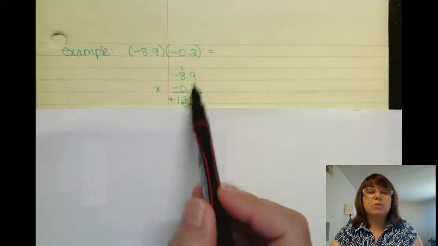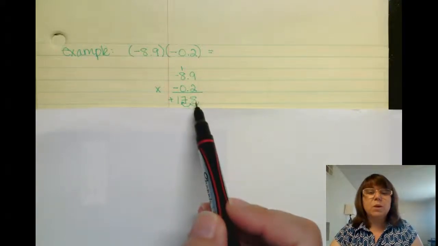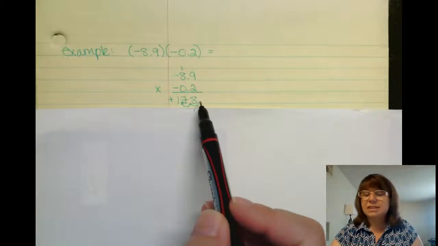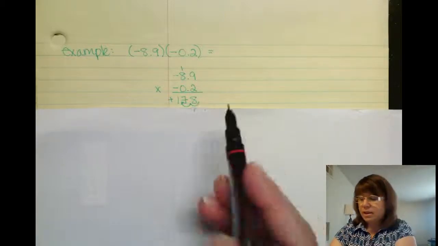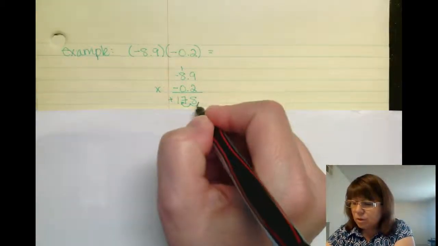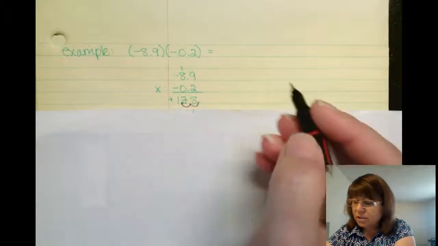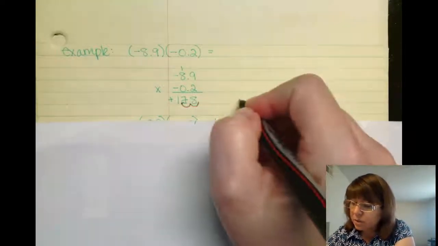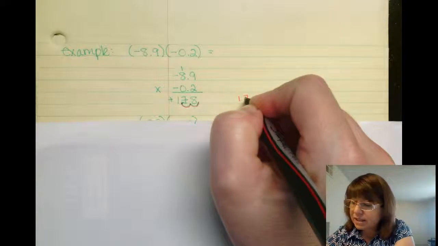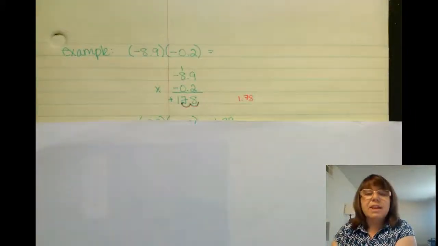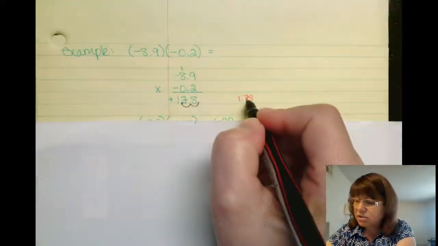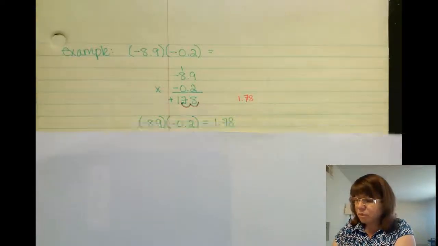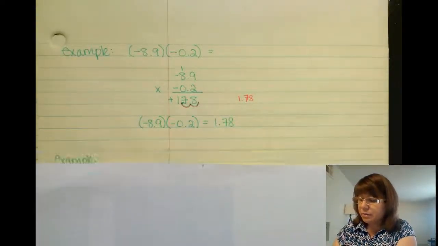8.9 times 0.2 is going to be 178. But now I have to deal with the decimal. So remember, I've got to move it 2 to the left because I originally had 2 to the right. Here's my decimal, 1, 2. So my final solution is going to be 1.78. And yes, that's 2 decimal places to the right, ultimately. Try another problem.